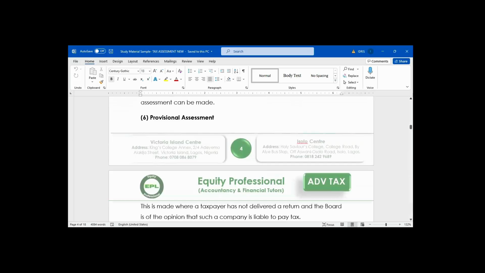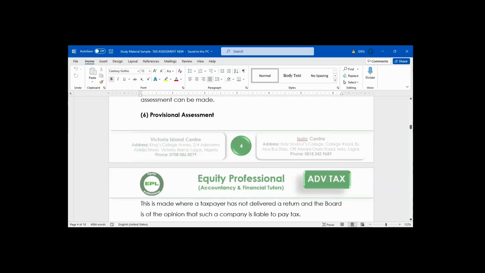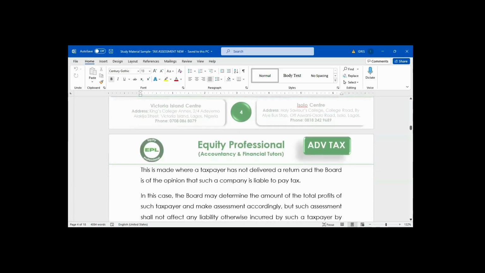Sir, if additional assessment is found, will that call for penalty for that company? Yes, penalties and interest.